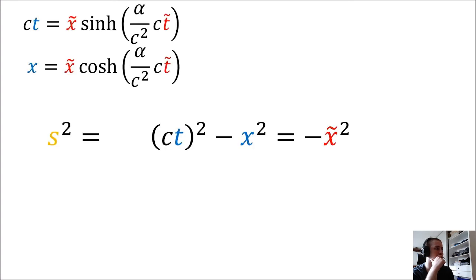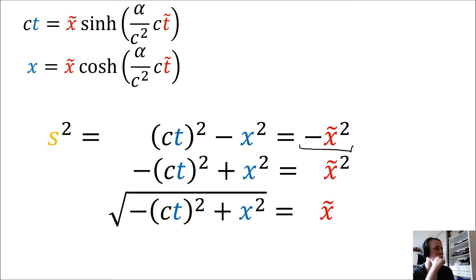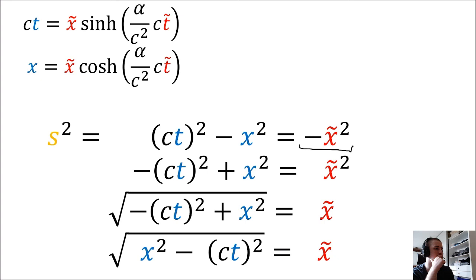We've already seen that the spacetime interval, which is ct squared minus x squared in the standard coordinates, is minus x tilde squared in Rindler coordinates. If we multiply both sides of the equation by -1 and take the square root, we get a convenient formula for x tilde in terms of ct and x. We take the positive value of the square root since the Rindler coordinates work in the positive x tilde direction.